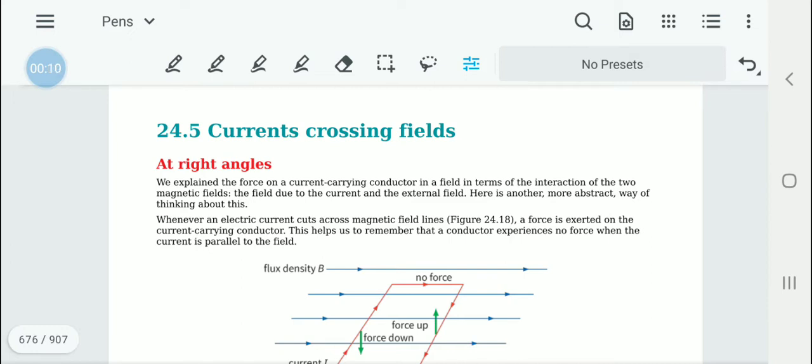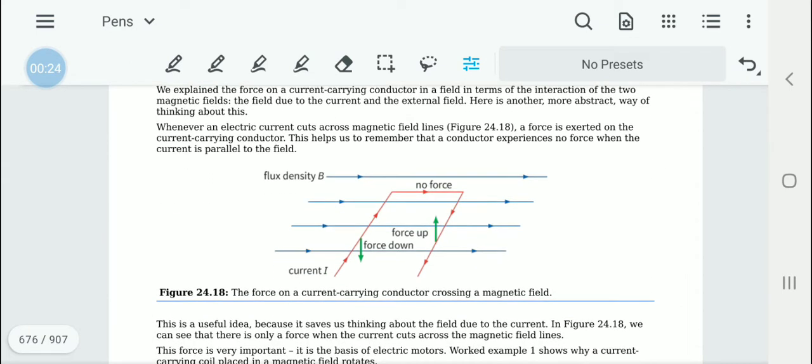So now you know that when current passes through a conductor, there is a magnetic field that is created. When that magnetic field is in another magnetic field, there will be a force generated because of the interaction of the two.